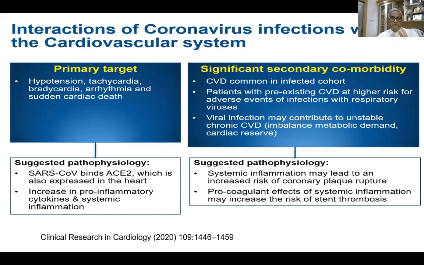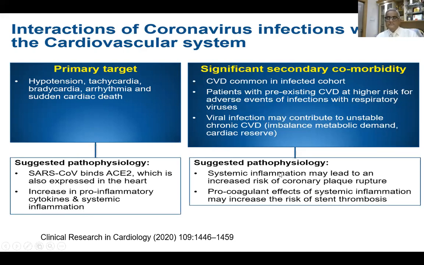And if you look at this slide, it basically tries to highlight the interaction of coronavirus infection with the cardiovascular system. The primary target may cause hypertension, tachycardia, cardiac arrhythmia, bradycardia, tachycardia, and sudden cardiac death. And the pathophysiology of this is that SARS-CoV-2 binds the ACE2 receptor, which is also expressed in the heart. And there is an increase in pro-inflammatory cytokines and systemic inflammation. At the same time, there could be significant secondary comorbidity. For example, CVD is common in this group of patients.